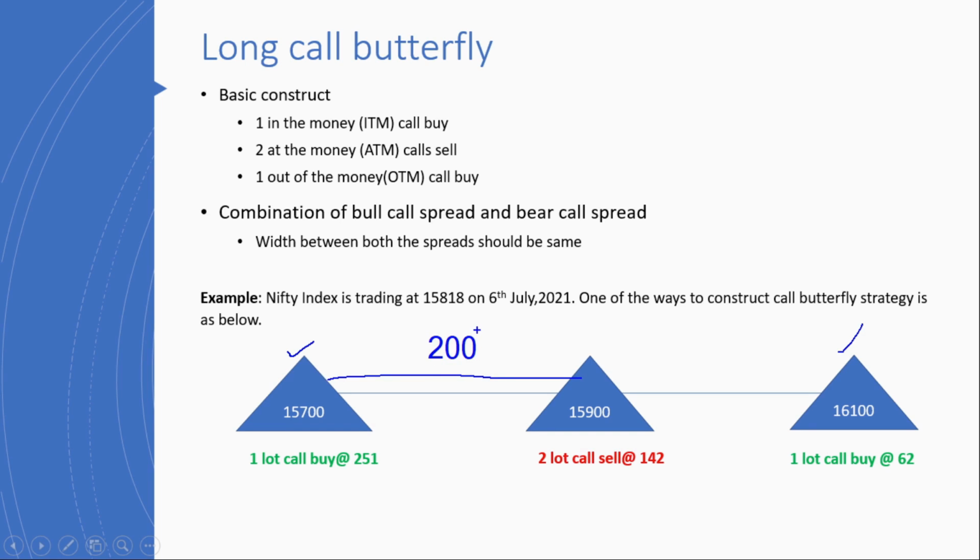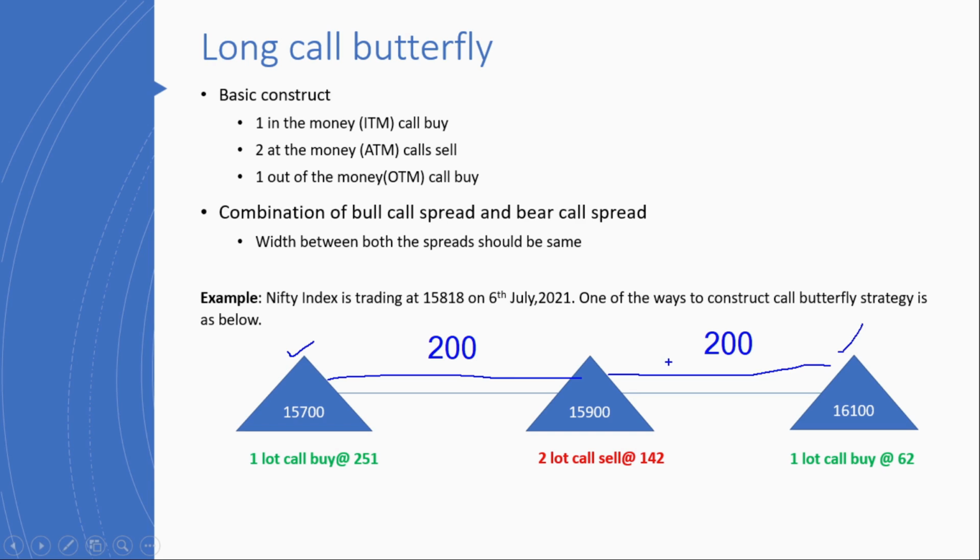The width between these two strike prices is also 200 points. So we are going to maintain the same width between the buy position and the sell position, and similarly between the sell position and the out of the money position. So there is no hard and fast rule that you have to go with the same in the money, at the money, or out of the money. You can move the strike prices a little bit farther also, depending on the view you have.